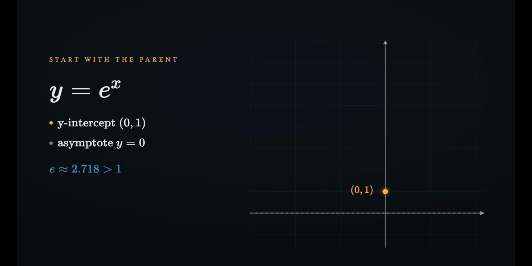Lovely. Now I'll put e in my calculator. It is 2.71, which is bigger than 1, so it's increasing. Let's draw the curve. Lovely.